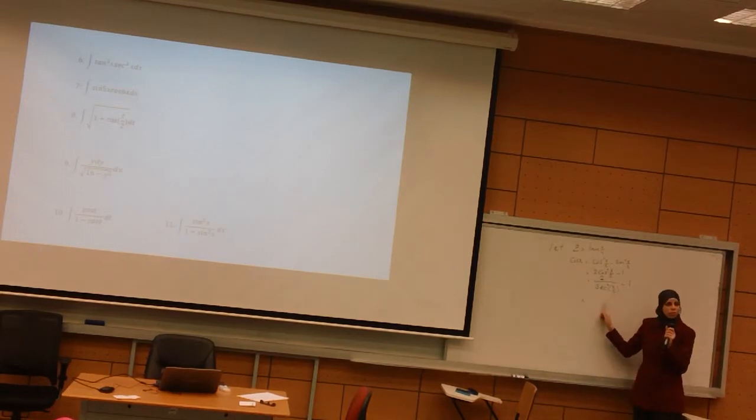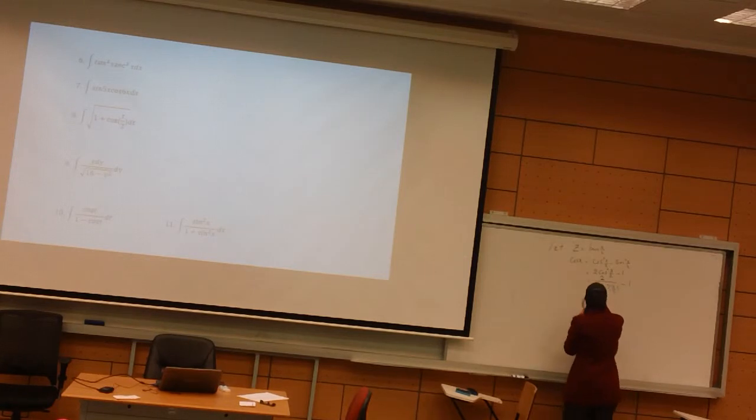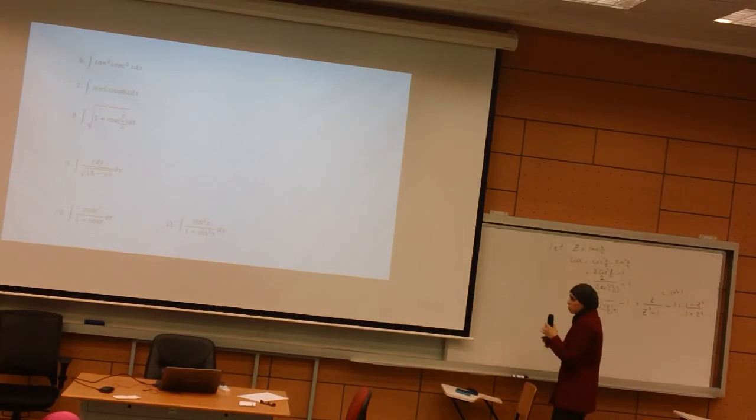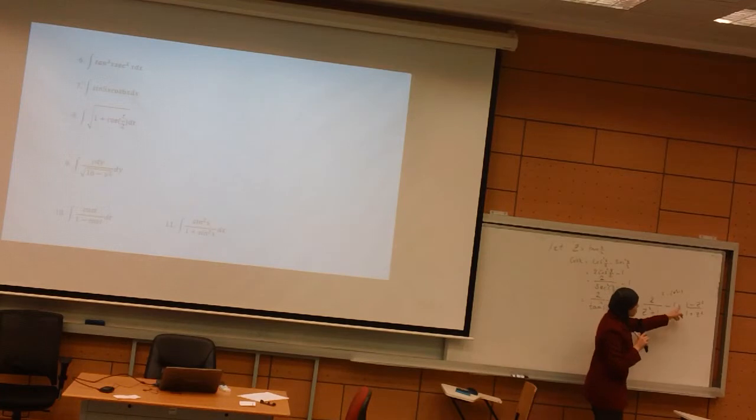Secant squared equals tan squared plus 1. So this is 2 over tan squared of x over 2 plus 1, minus 1. So simply this in terms of z will be reduced to 2 over z squared plus 1 minus 1, which is 2 minus z squared plus 1 over z squared plus 1, so this will be 1 minus z squared over 1 plus z squared. Okay? So if I'm using this substitution, then cosine x in terms of z will be reduced to 1 minus z squared over 1 plus z squared. Yes?